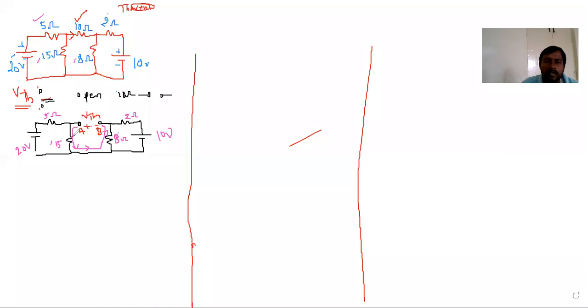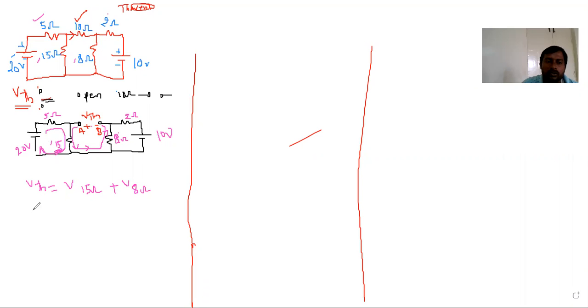Now if you want to find the voltage across the 15 ohm resistor, we should find the current through that one. Then only we can find the VThevenin. VThevenin is equal to the voltage across the 15 ohm resistor plus the voltage across the 8 ohm resistor. In that path only these two resistors are available. So if you find the voltage across those two resistors, that will be the voltage VThevenin.